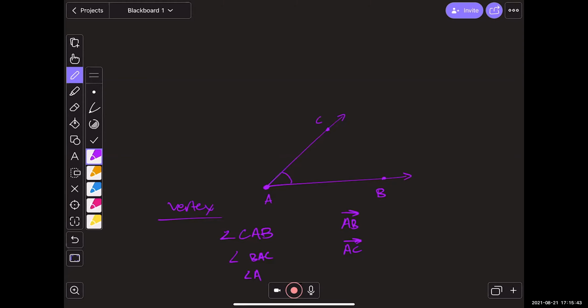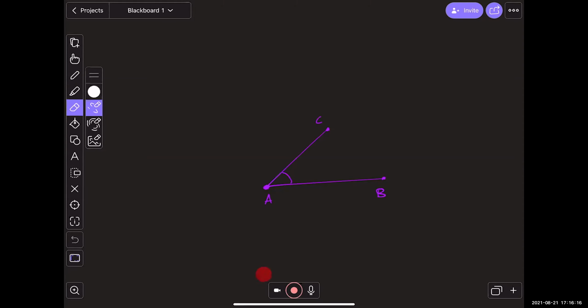This is when we're talking about these rays, right? But it doesn't actually have to be rays. In fact, we could have just segments. So AC is now no longer a ray, but rather it's a segment. Same as AB. AB is no longer a ray, it is now a segment. This here still is an angle, right?